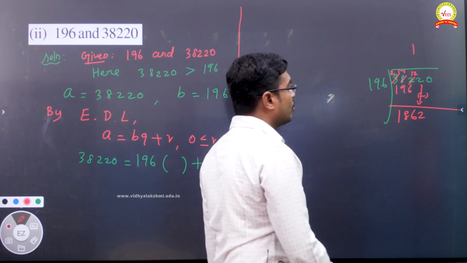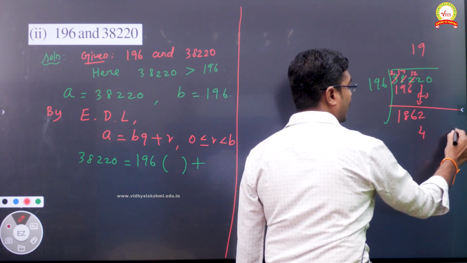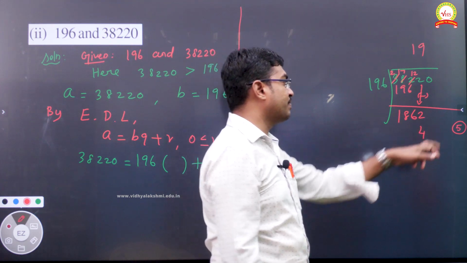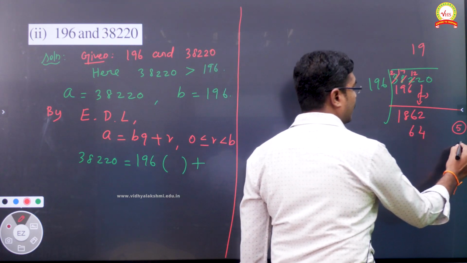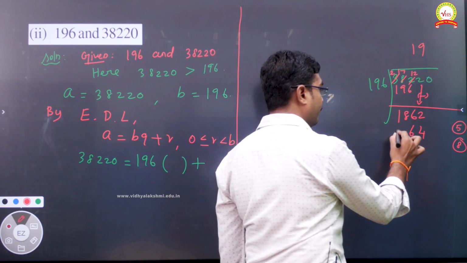1862. So I am going to take 9. 9 6s are 54. Remainder is 5, and 9 9s are 81. 81 plus 5 is 86. Remainder is 8. 1 9 is 9. 9 plus 8 is 17.